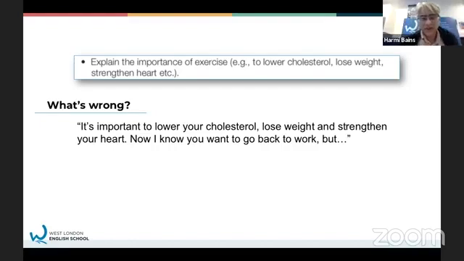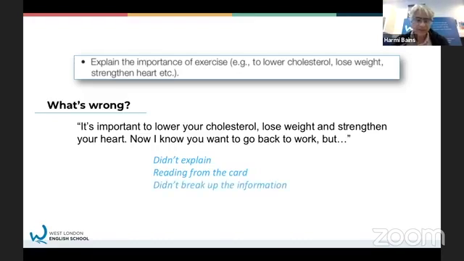Okay, so you're right. The nurse hasn't really explained the importance of exercise. They haven't actually done the task. And remember the verb at the beginning here, it says explain, that's what you need to do. They haven't really explained. In fact, they're really just reading from the card. That's all that the nurse has done here. The information wasn't broken up. It was just explained everything in one go. Lower cholesterol, lose weight, strengthen your heart. You could really break up this information, and we'll look at that in a moment.